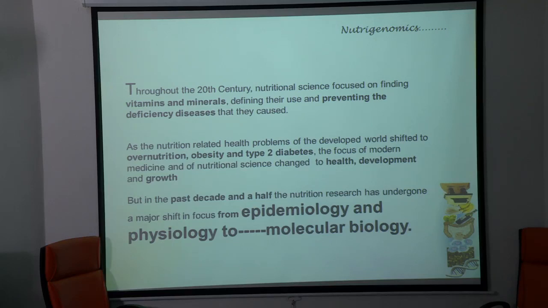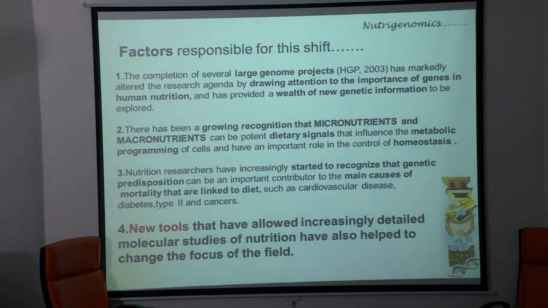But in the past decade and a half, we have seen a very big leap in nutritional science. The shift is now from epidemiology and physiology to molecular biology. How? We'll just see. There are factors responsible for this shift. The most important one was the completion of the Human Genome Project in 2003. This opened a wealth of new genetic information, so much that we are now feeling short of hands to explore it.